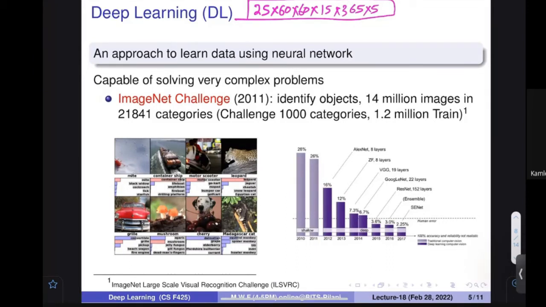Do you agree with me? Yes or no? Yes, sir. So can you find out this number for me, what is this big number? 25 into 60 into 15 into 365 into 5. Can anybody do the calculation for me? What is this number?